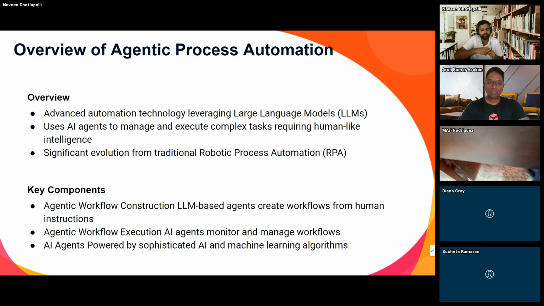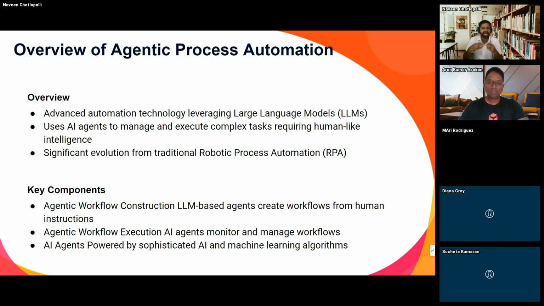Like, let's say, previously self-healing robots or whatever we are trying to implement, we can enhance those capabilities using these agentic AI process automation workflows. And also utilizing some sophisticated AI and machine learning algorithms, which are a daily evolving topic these days. So we can enhance these capabilities of AI agents at a very big pace.